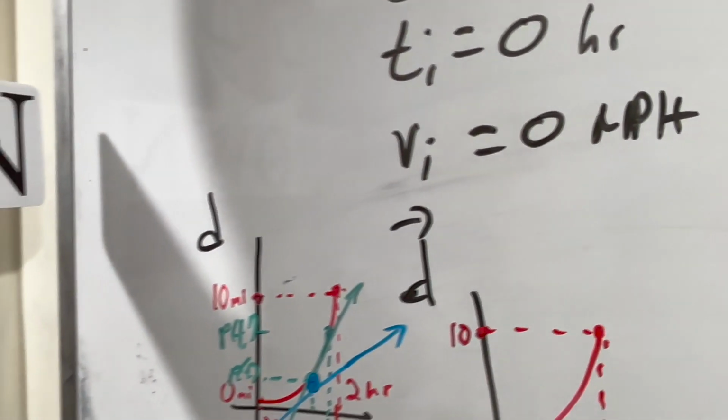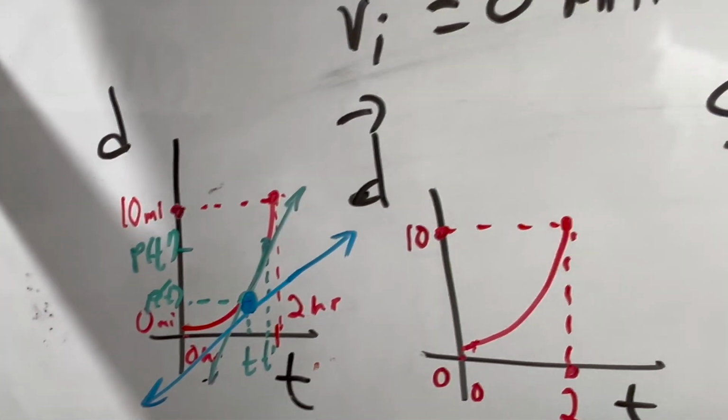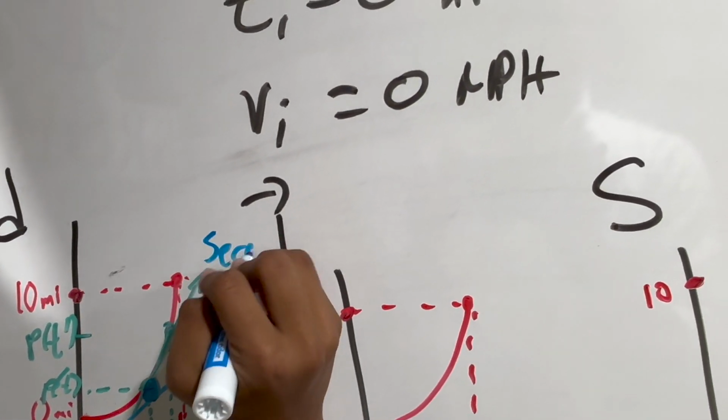It tells us only at one location. Yep. What do you call the green line? The green line? Yeah, the green line. What do you call that one? The green line is a secant.